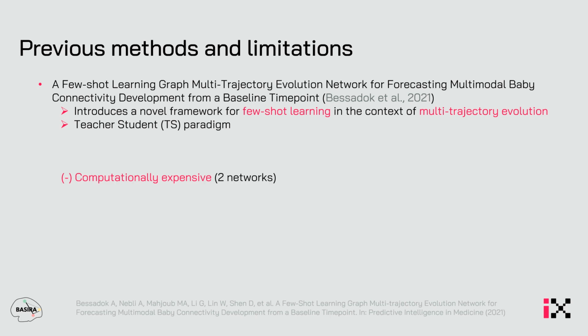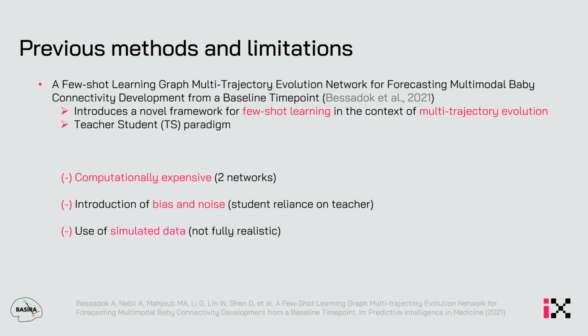First, it's computationally expensive, since it involves two separate networks. Also, due to the heavy reliance of the student network on the teacher, any bias or noise introduced by the teacher is further amplified. Finally, it utilizes simulated data to increase the training dataset, which is not optimal since they are not fully realistic.